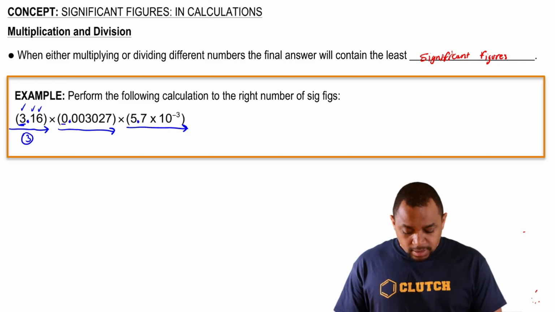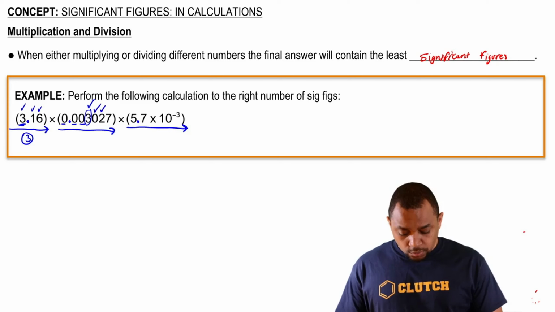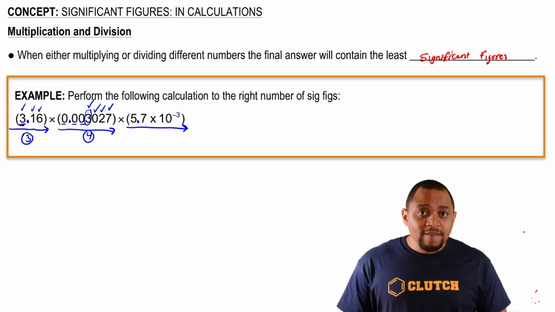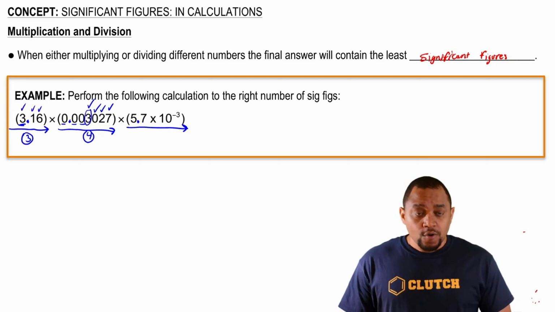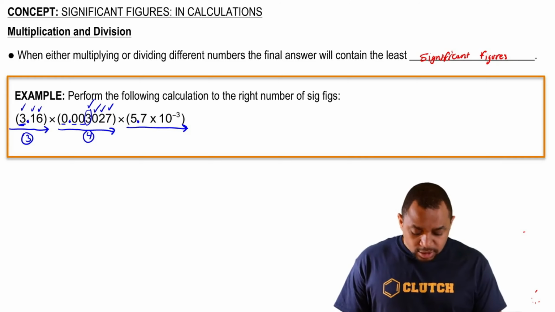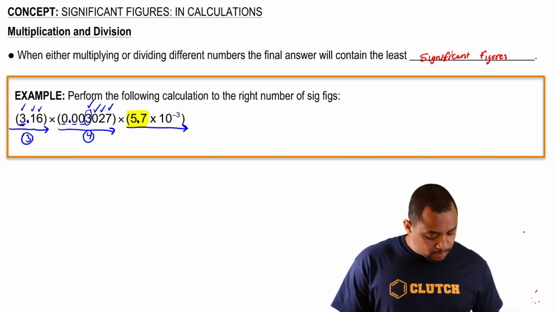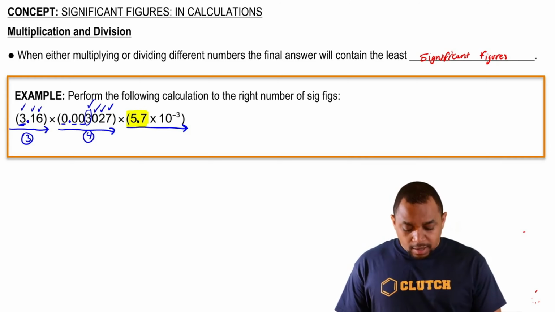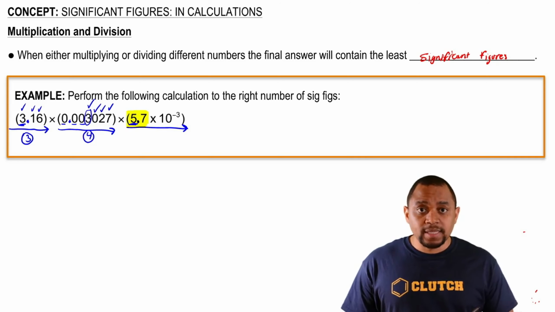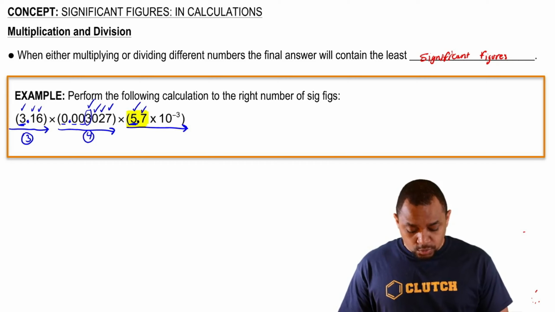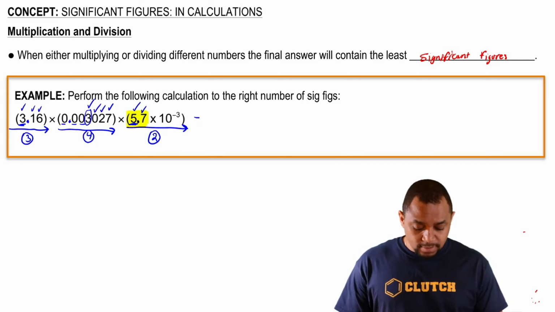For the next one, skip, skip, skip. Our first non-zero is this 3. 1, 2, 3, 4. This has 4 sig figs. And then finally, we have 5.7 times 10 to the negative 3 written in scientific notation. Remember, when it's written in scientific notation, just focus on the coefficient. We're going to say our first non-zero number is this 5. And once we start counting, we count all the way into the end. So 1, 2. This has 2 sig figs.